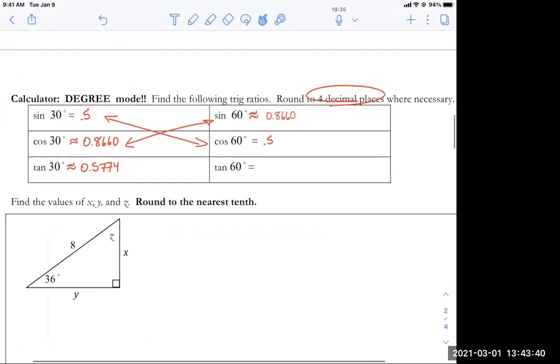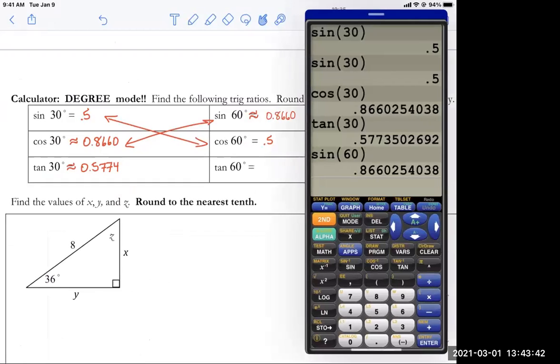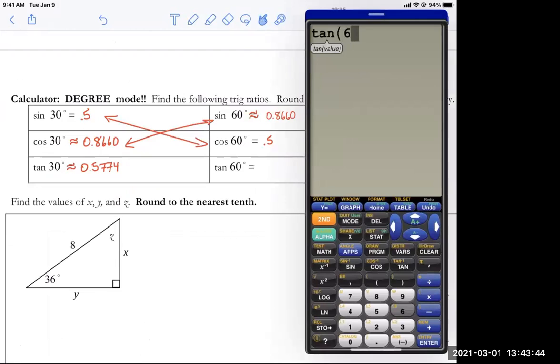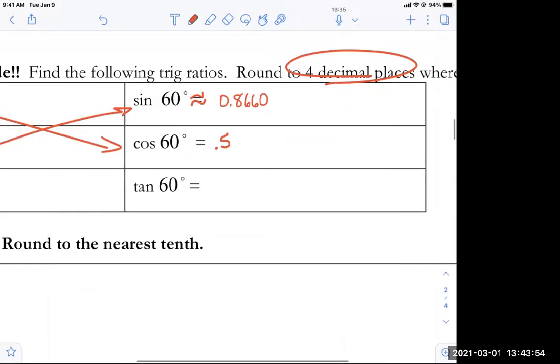Okay, for a tangent. So I'm going to go ahead and do tangent of 60. And round it to 4 decimal places, that would be about 1.7321.